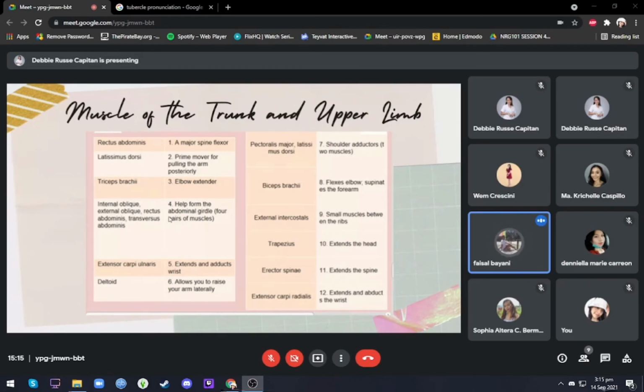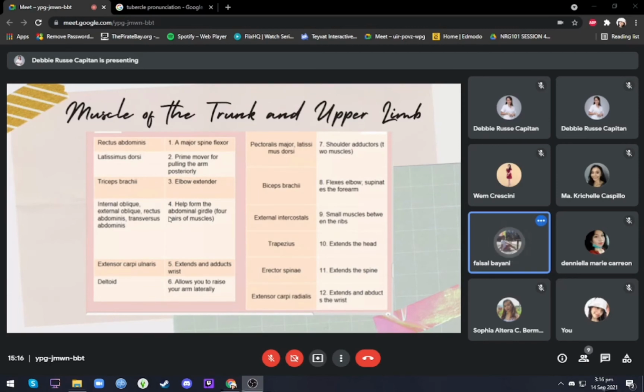Number five, extends and adducts wrist, extensor carpi ulnaris. Number six, allows you to raise your arm laterally. Our answer is deltoid. Number seven, shoulder adductors. Our answers are pectoralis major and latissimus dorsi. Number eight, flexes elbow, supinates the forearm. Our answer is biceps brachii.